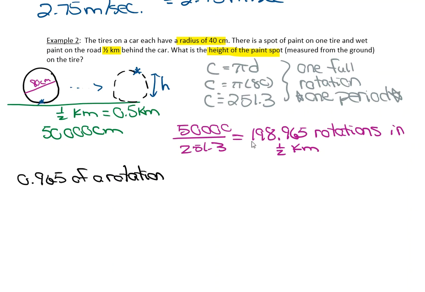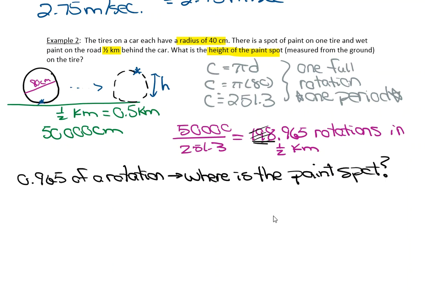The first 198 just takes the paint spot and leaves it right at the bottom, so we can kind of ignore that. Those are full rotations. It's this extra piece at the end, 0.965 of a rotation. Where's the paint spot now? Where is the paint spot?